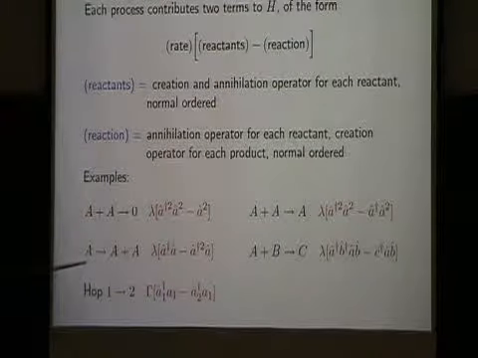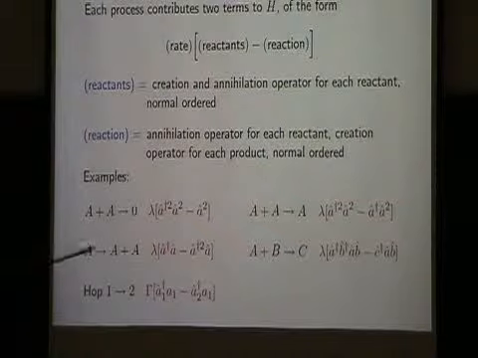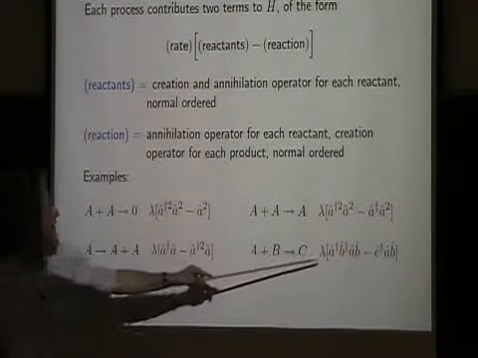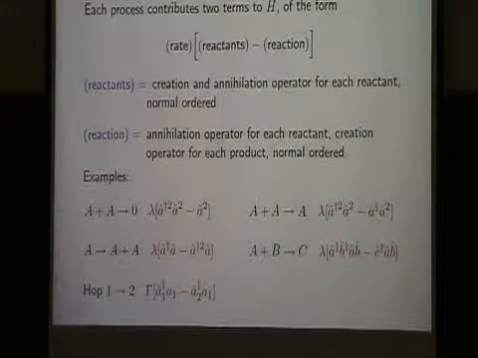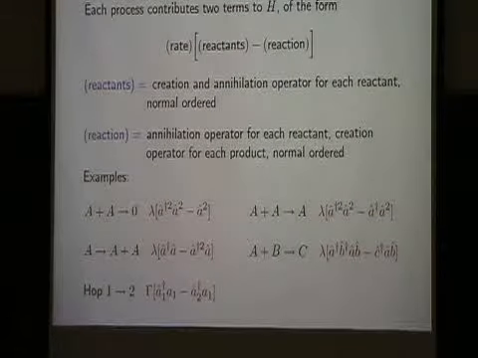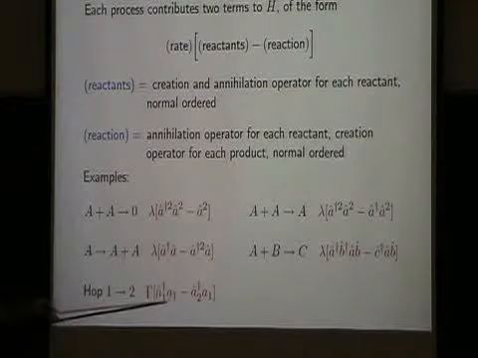Here is a birth process, or branching process. I've only got one reactant, so I have one A dagger, one A. For A plus B, well, I need an A dagger and a B dagger, and then I need an A and a B. If I hop from 1 to 2, I need to have a particle on 1 to do the hop. So that's my reactants term.